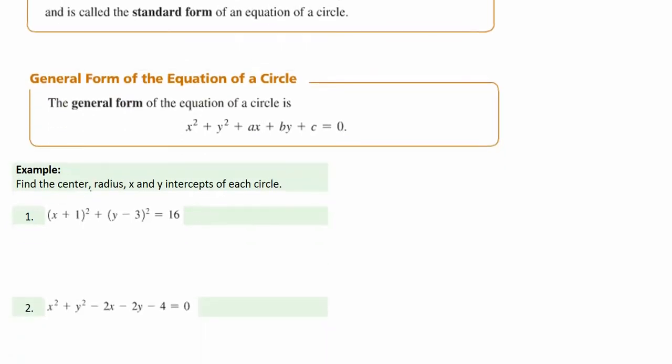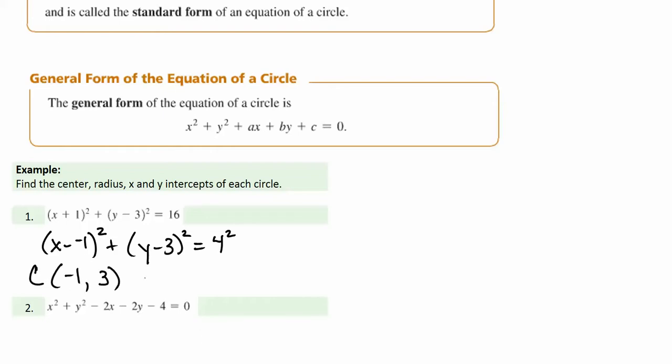It says find the center, radius, x-intercept, and y-intercept of each circle. So the standard form has x minus h, so you want to think of this as x minus negative 1, because that's the same as x plus 1. And then y minus 3 is fine. And then 16, of course, is 4 squared. So you get your center at (negative 1, 3), and your radius is equal to 4.